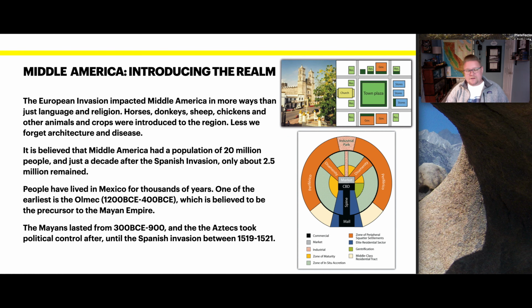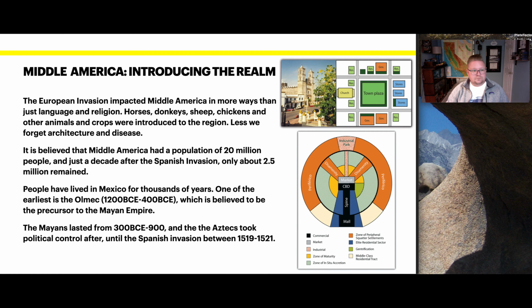Now, going way back, it is believed that Middle America had a population of 20 million people, and just a decade after the Spanish invasion, only about 2.5 million of those people were alive. People have lived in Mexico for thousands of years. One of the earliest, the Olmec, was from 1200 BC all the way through 400 BC, which is believed to be the precursor to the Great Mayan Empire. The Mayans lasted from 300 BC all the way to 900. Then the Aztecs took political power and control after that until the Spanish invasion, which lasted between 1519 and 1521.